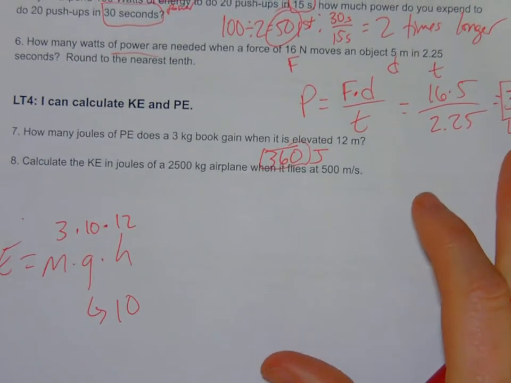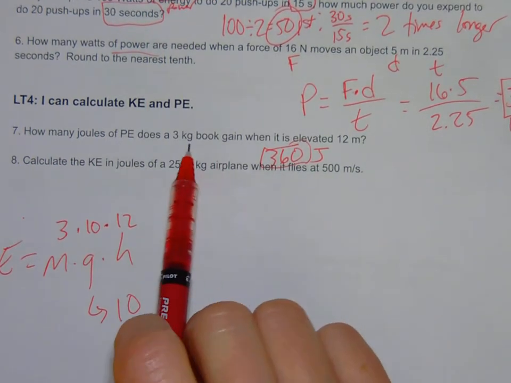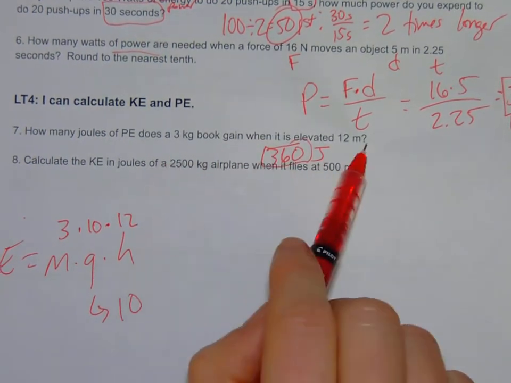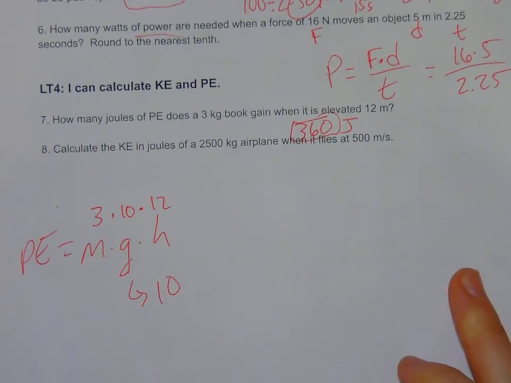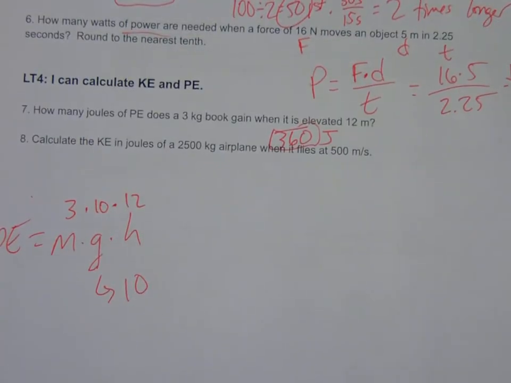All right, 360 joules. The biggest mistake people make on this is they see this and they're like, oh yeah, potential, I multiply them. Don't forget about good old gravity. It's kind of a big deal. All right, so don't forget about that.